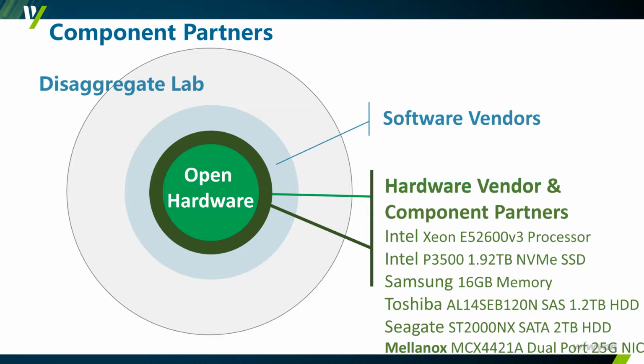We would like to also use this time to introduce our component partners. To achieve this total rack configuration build up, we need to thank our Intel Xeon family, which is the E5-2600 series, and also the Intel P3500 1.92 terabyte SSD, Samsung 16 gigabyte memory, Toshiba 1.2 terabyte SAS drive family, Seagate 2 terabyte SATA hard drive family, and also Mellanox's MCX4421A dual ports 25 gigabit NIC.